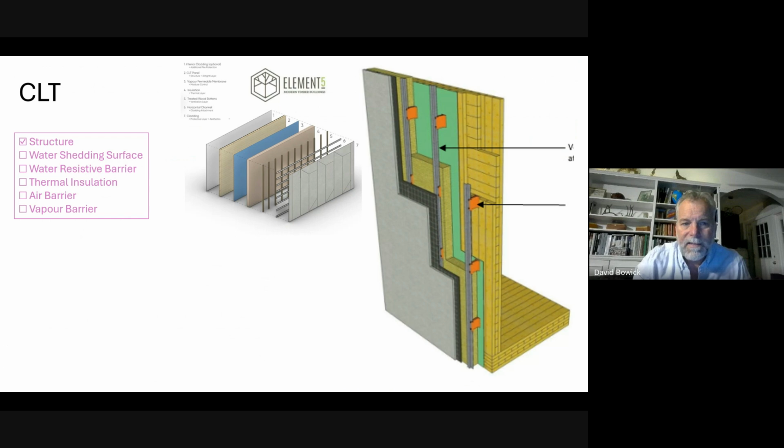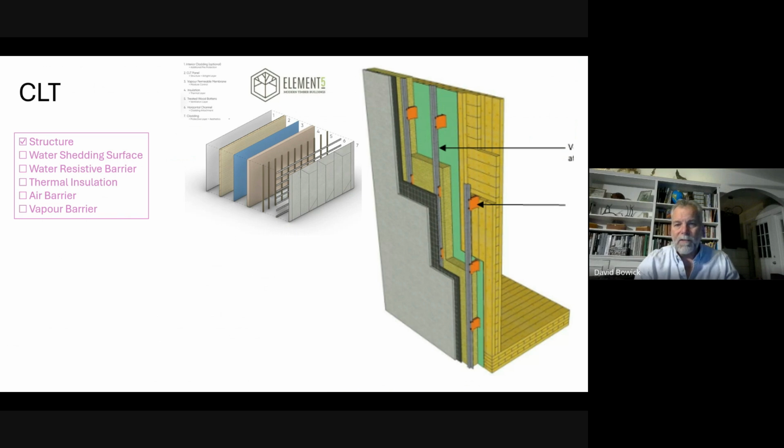CLT. CLT is cross-laminated timber. It's primarily used for structure. I mean, the only function within your assembly tends to be structure. But in fact, it does more than that. So wood is a reasonable insulator. It's not the best, but it's reasonable. And so your thick layer of CLT also has an insulating function.